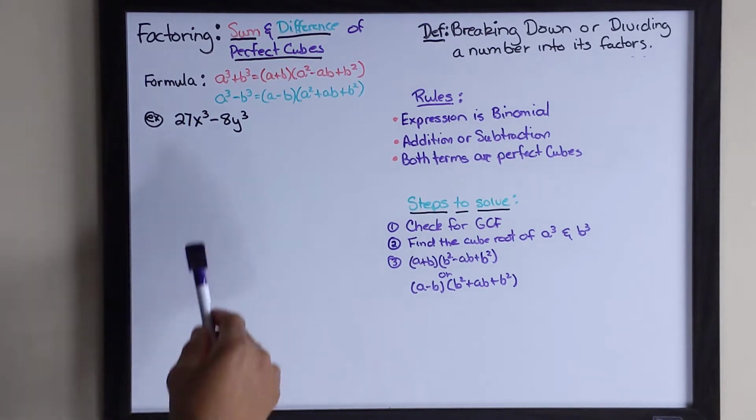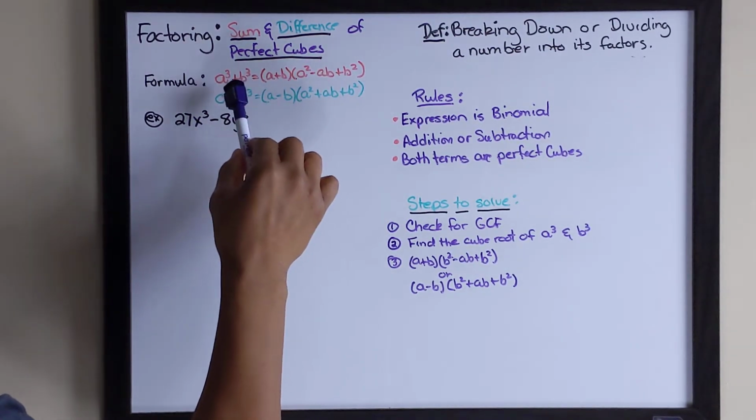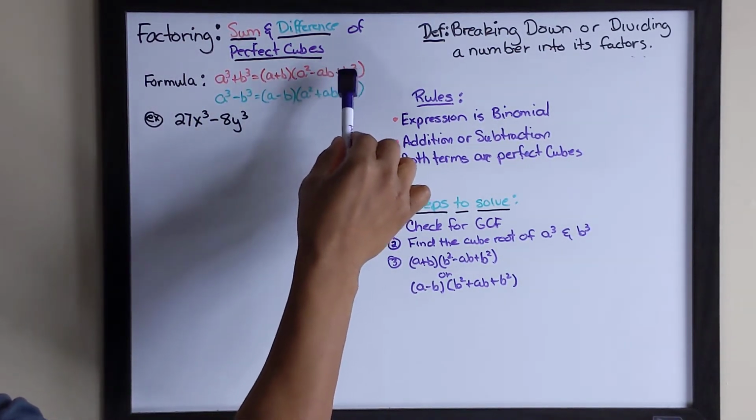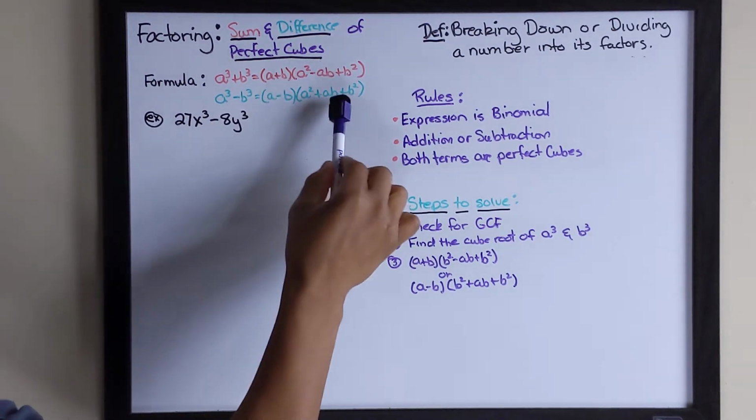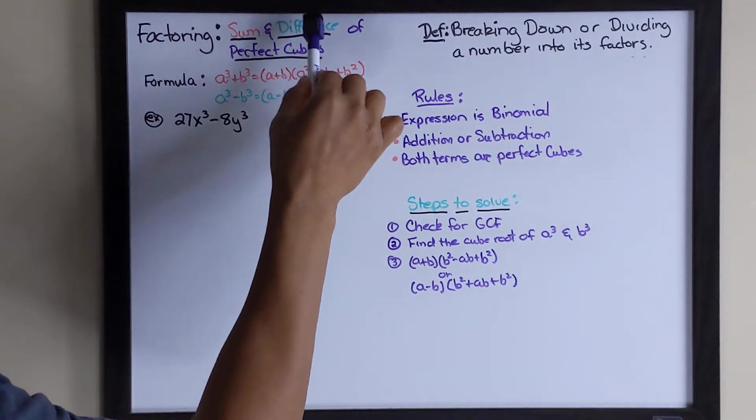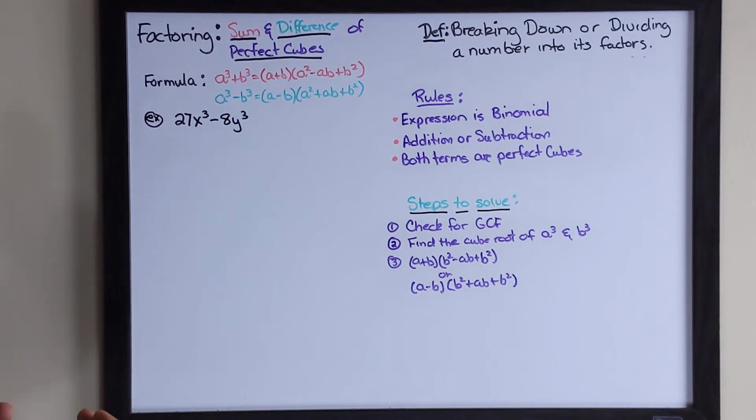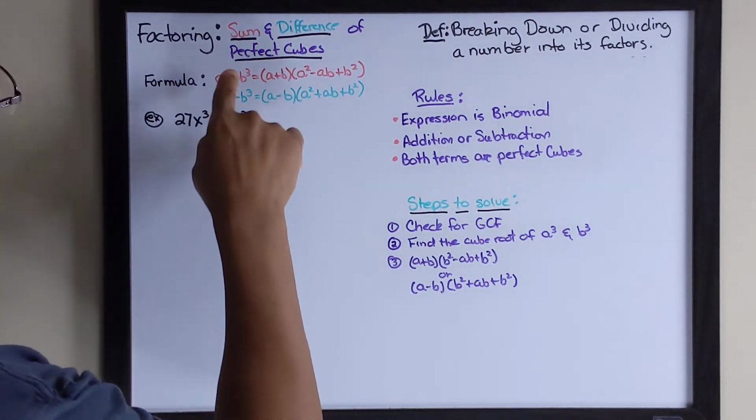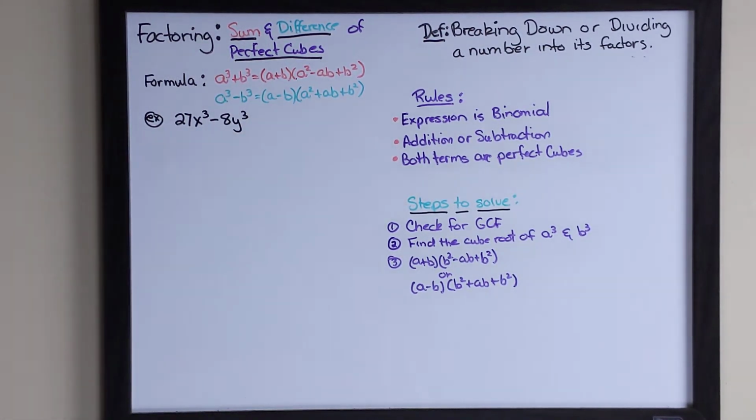This is the formula for the sum of perfect cubes. This is the formula for the difference of perfect cubes. That's what it says, sum and difference. Now, the way we solve them is basically the same, with the exception of the difference in the formula, and we'll see how that looks when we start doing this example.